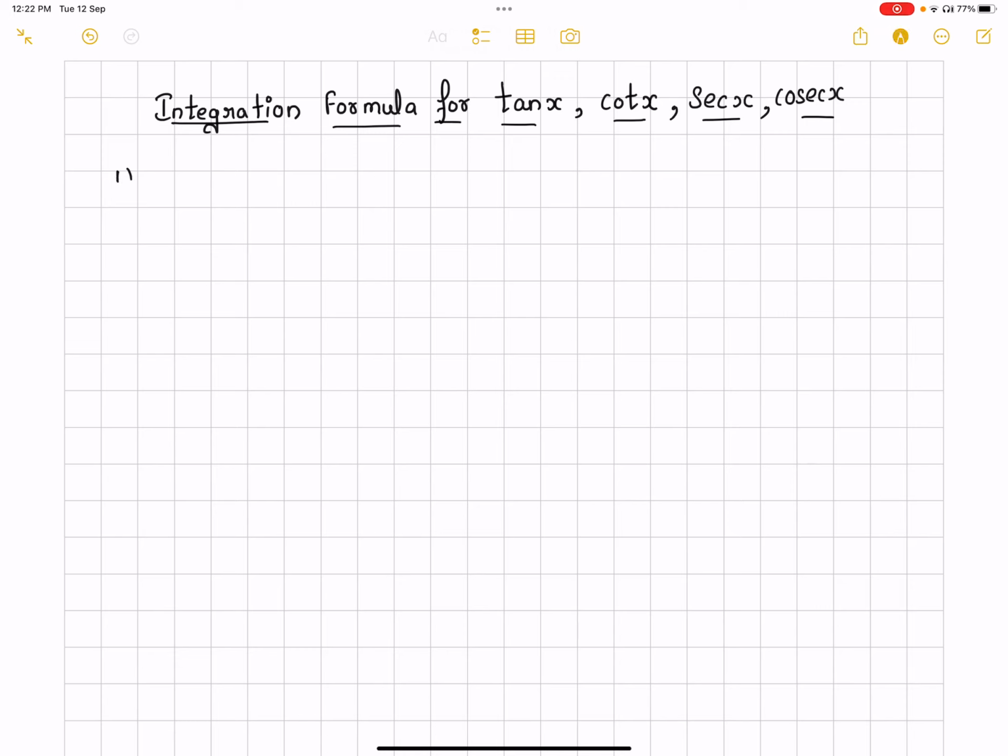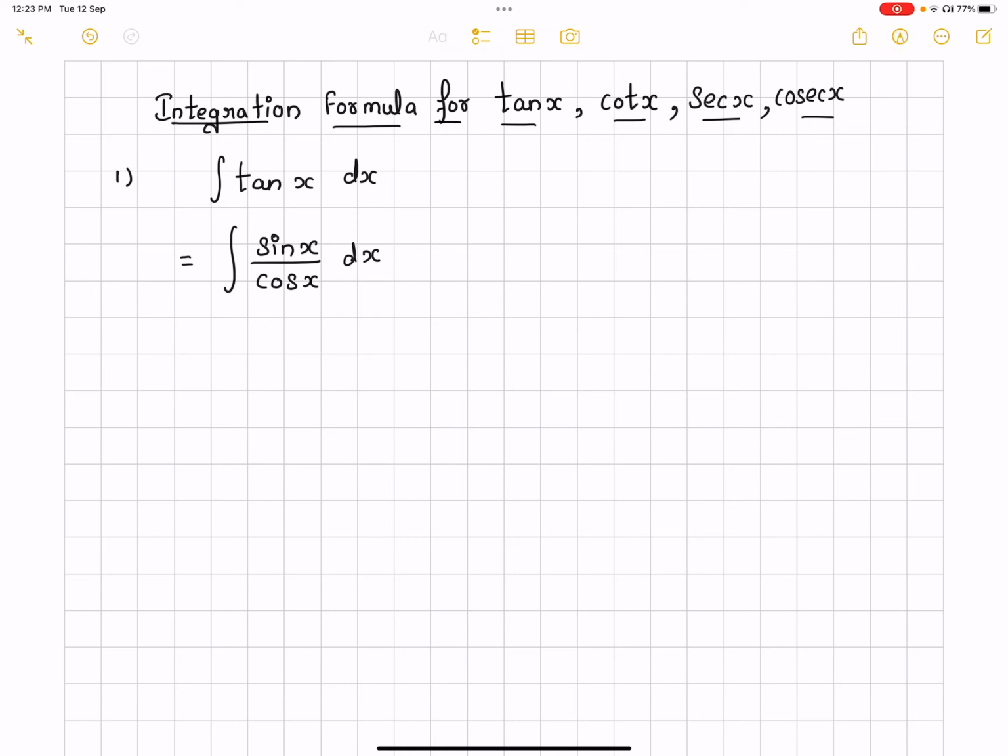The first one which I'm going to derive is integral tan x. So here we have integral tan x dx. How to start this? We don't have any formula for tan x directly. We take the help of sine and cos. That means I'm representing tan x as sin x by cos x dx.